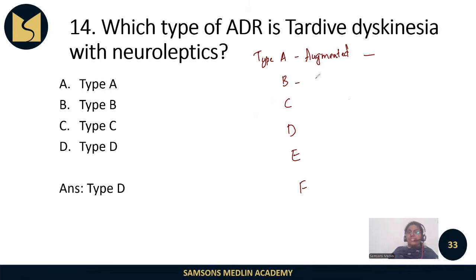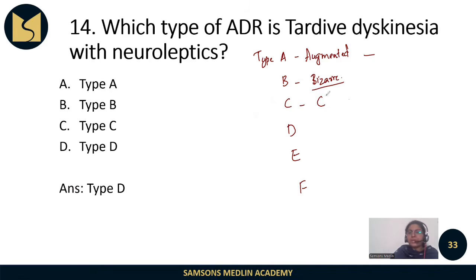Now next is B, that is Bizarre reaction. These are not dose dependent and are unpredictable reactions. For example, when we use penicillins in certain patients, it can cause allergy in those patients. So that is mainly type B. It is unpredictable because not every person shows allergy to penicillin; a certain category of patients show allergy to penicillin.